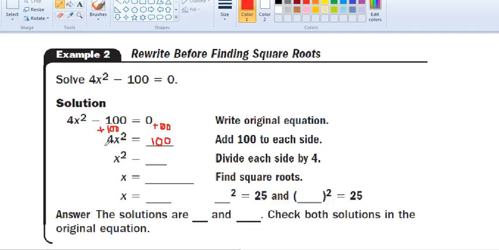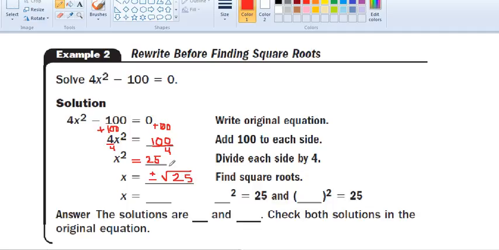But, as before, we can't have that 4 there, so we're going to divide by 4 and divide by 4. And what we're left with is x squared equals 25. Now this seems pretty easy. Where people sometimes mess up is they forget the second answer here. So the answer is going to be a plus minus something. It's going to be plus minus whatever the square root of 25 is.